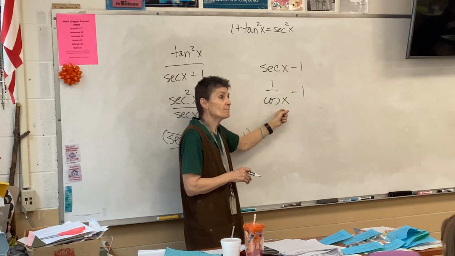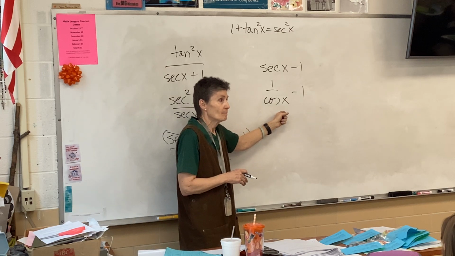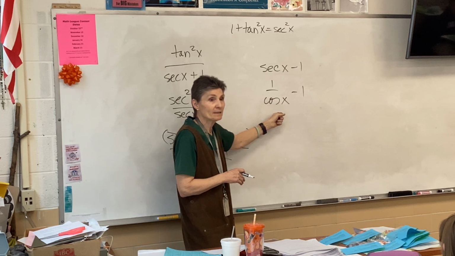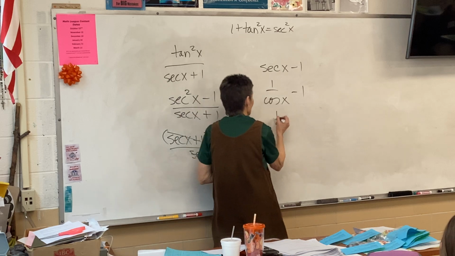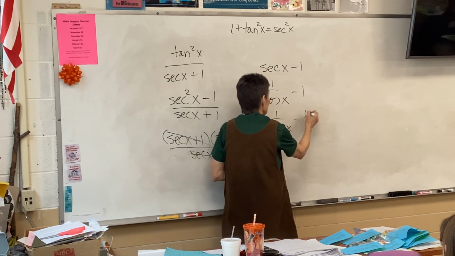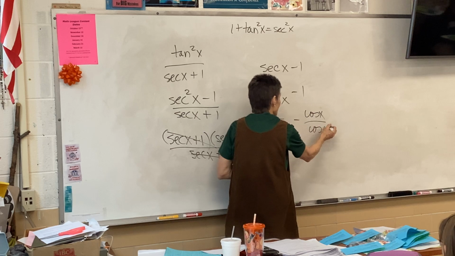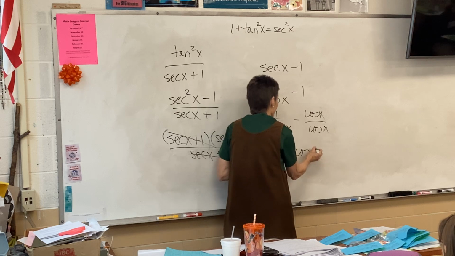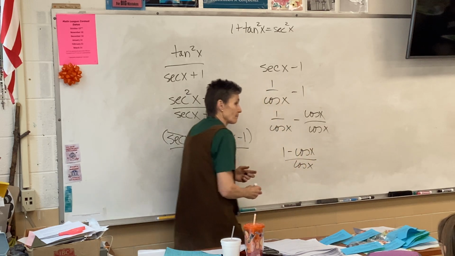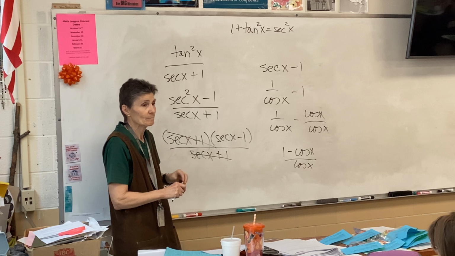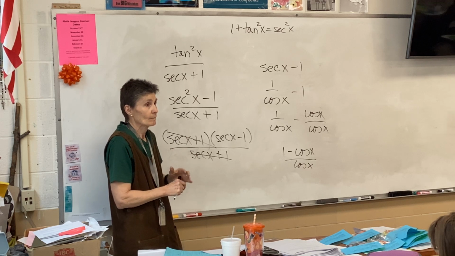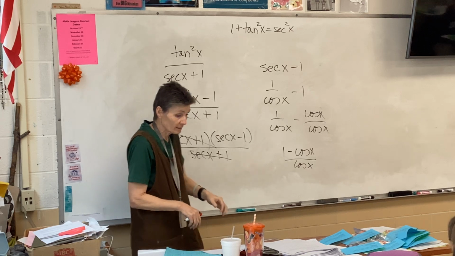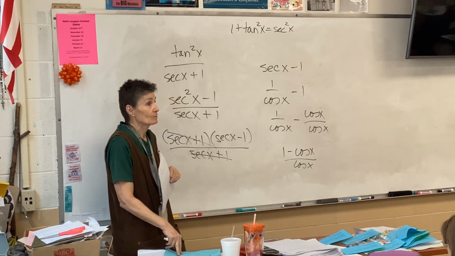All right, what do I do? Here I am, guys. I'm almost done. One more step. Get a common denominator. So you have 1 over cosine minus cosine over cosine, and what's that? 1 minus cosine over cosine. Wait, so this problem was pretty much like proving. Yes, that's exactly what we're doing. We're proving that the left side equals the right side.